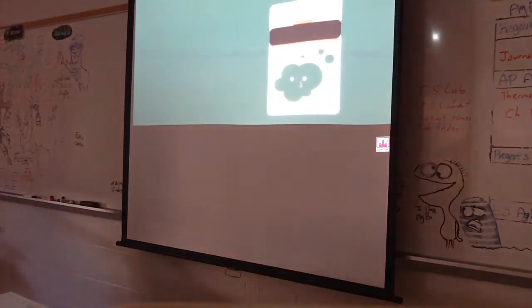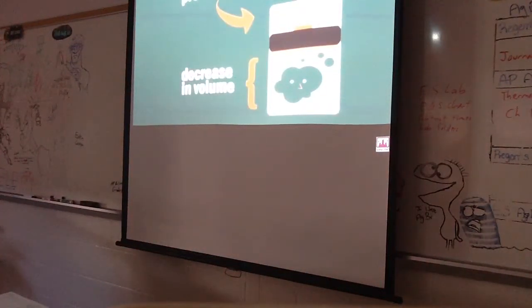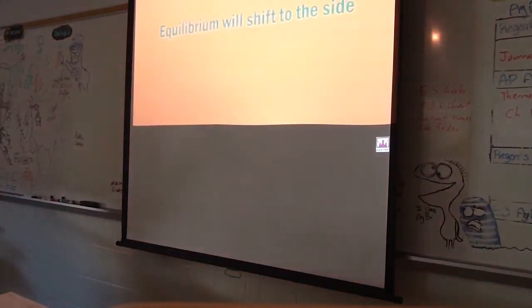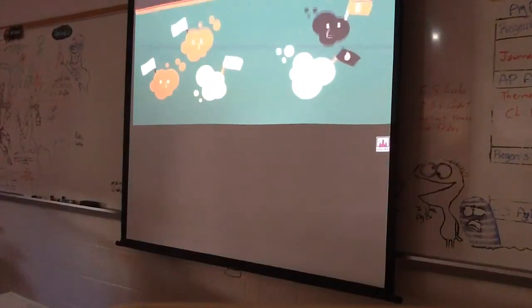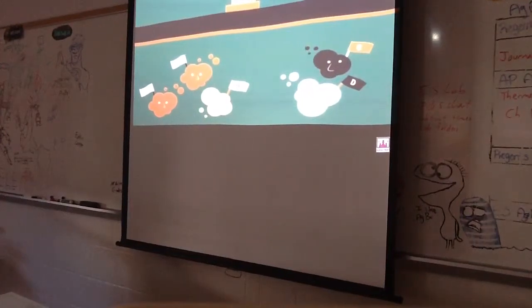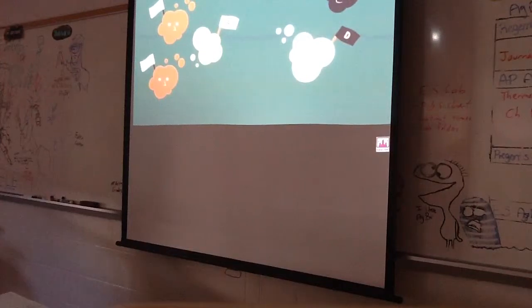An increase in pressure means that there is a decrease in volume, so there is less space. Equilibrium will shift to the side of the reaction with fewer moles. In our example, an increase in pressure will cause equilibrium to shift to the right, since there are fewer moles: 2 moles compared to 3 moles on the left. A decrease in pressure means that there is an increase in volume, so there is more space. Equilibrium shifts to the side with more moles. So in our example, equilibrium shifts to the left.